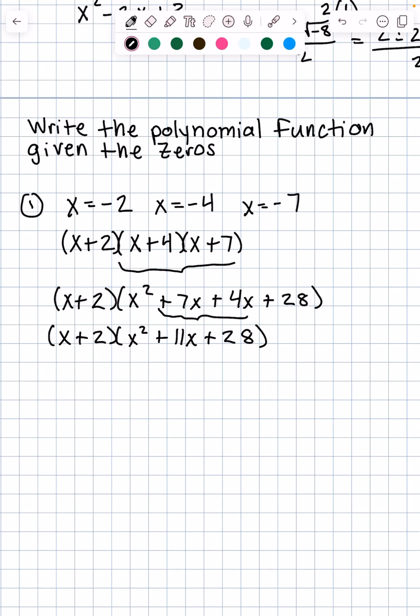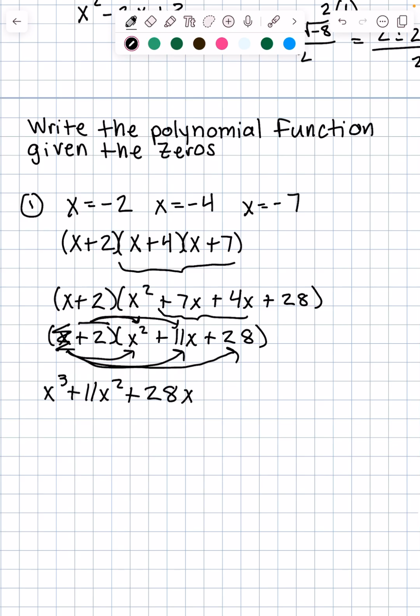Okay, and now I have a binomial times a trinomial. So now I'm going to take the x, distribute it to every term here. So that's x cubed plus 11x squared plus 28x. Okay, so I'm done with that one. And then I'm taking the 2 and doing the same thing, multiplying it to all of these terms. And then the last thing I'm doing here is just combining like terms.